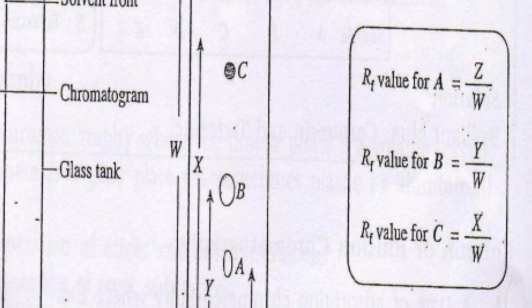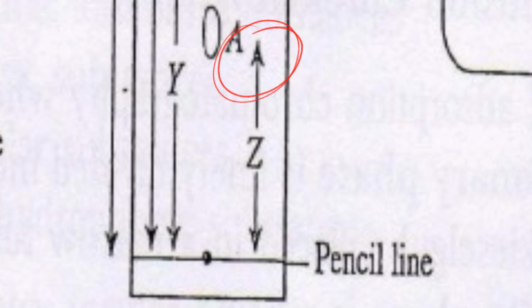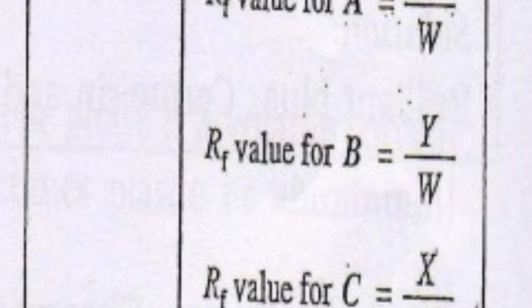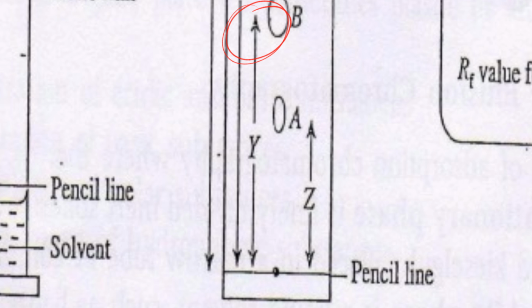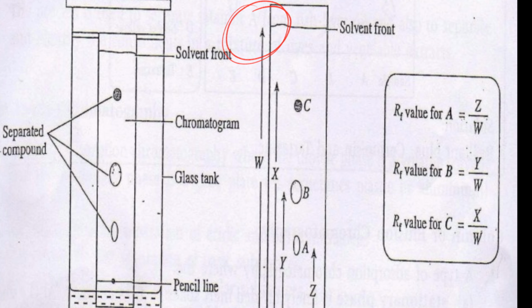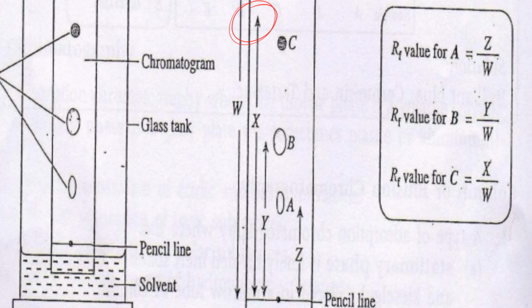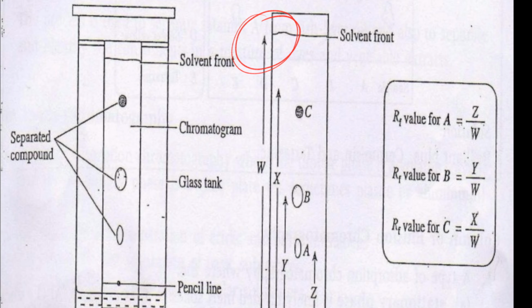You can calculate the Rf value for one compound by using the Rf formula. For example, from this picture, the Rf value for A equals Z divided by W. The Rf value for B equals Y divided by W. The Rf value for C is X divided by W.